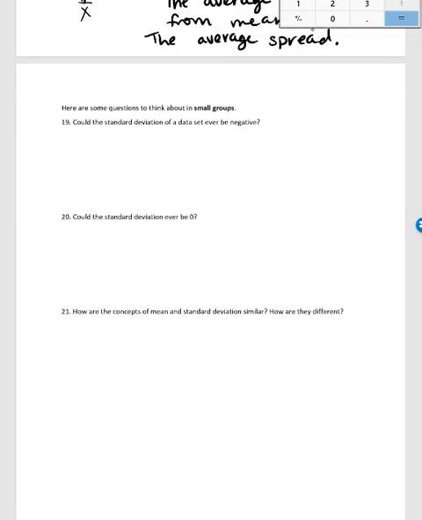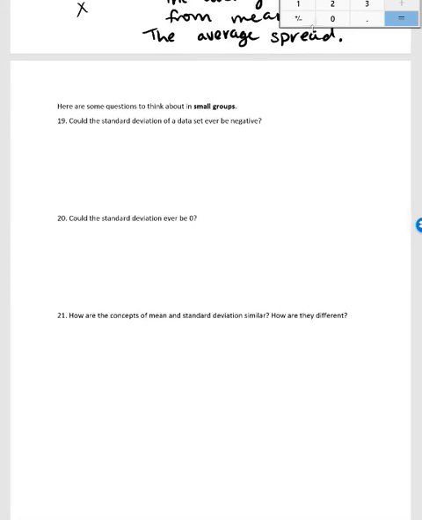And then finally, some questions to think about. So, could the standard deviation of a data set ever be negative? And I really want you to think about this one and just come up with your thoughts. And then at the beginning of the next class, we'll talk through these. Could the standard deviation ever be zero? Is there ever a case, thinking about what standard deviation is conceptually, the average distance, could it ever be negative? Could it ever be zero? If yes, how?